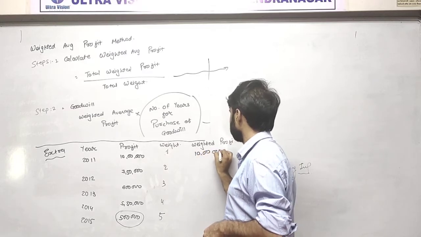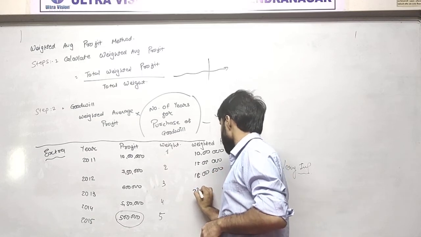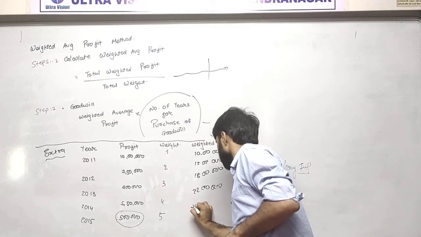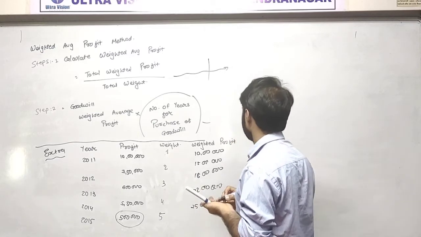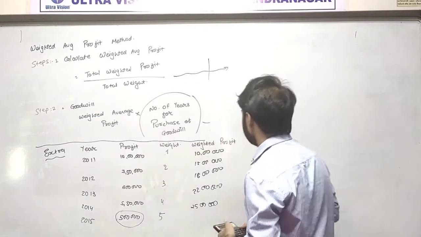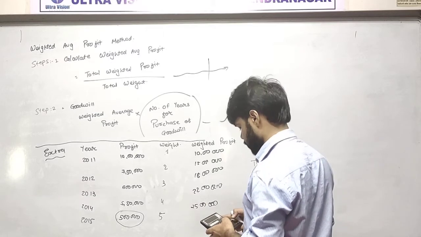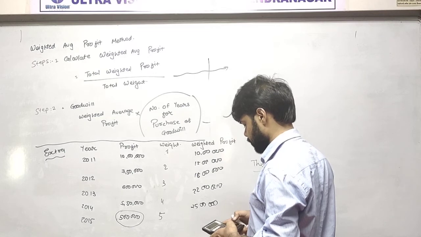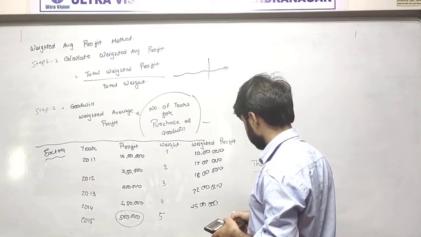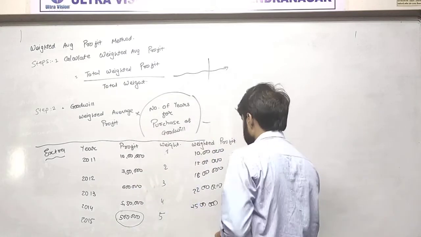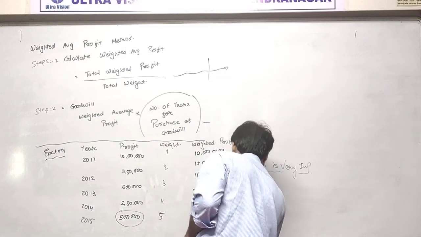What will be the weighted profit? Here it is 10 lakh, here it is 15 lakh, here it is 18 lakh, here it is 22 lakh, and here it is 25 lakh. So the total weighted profit is 90 lakh.